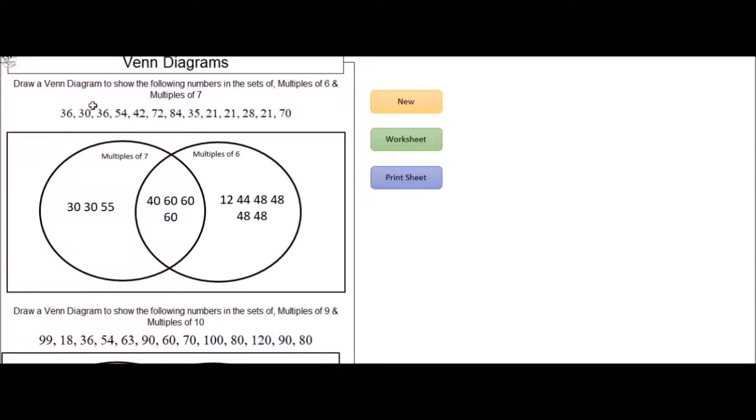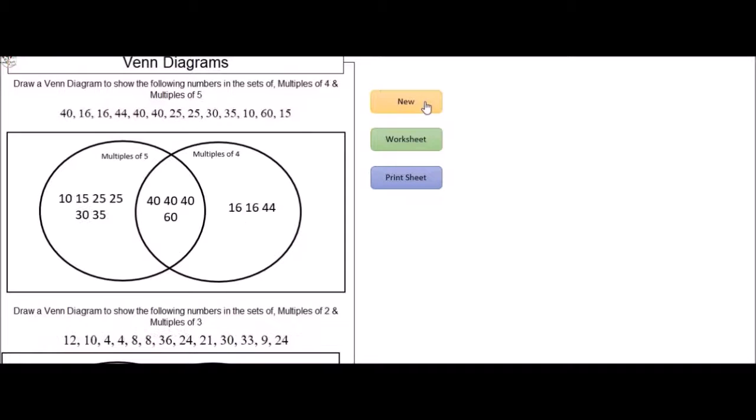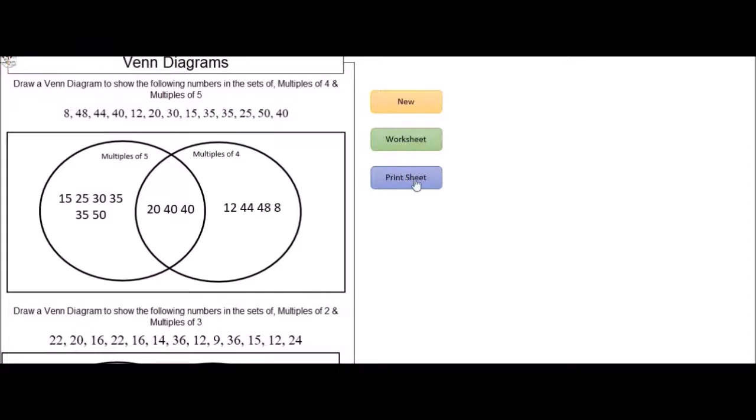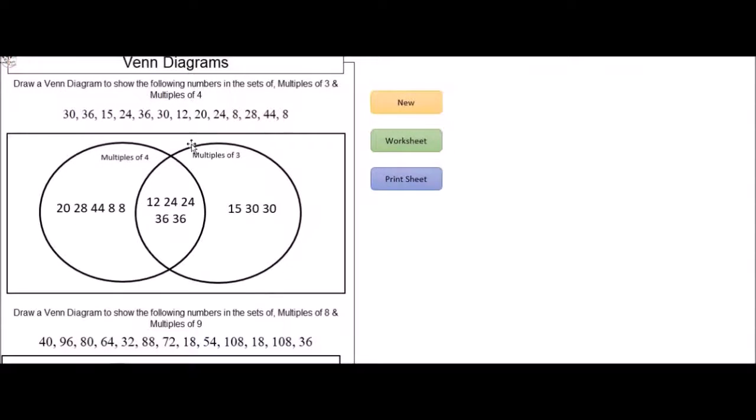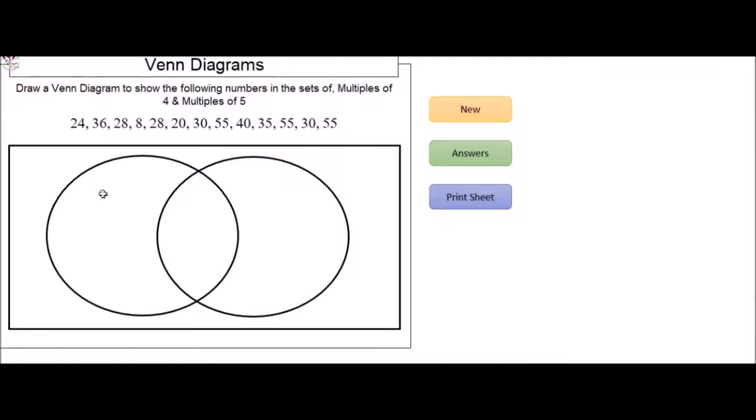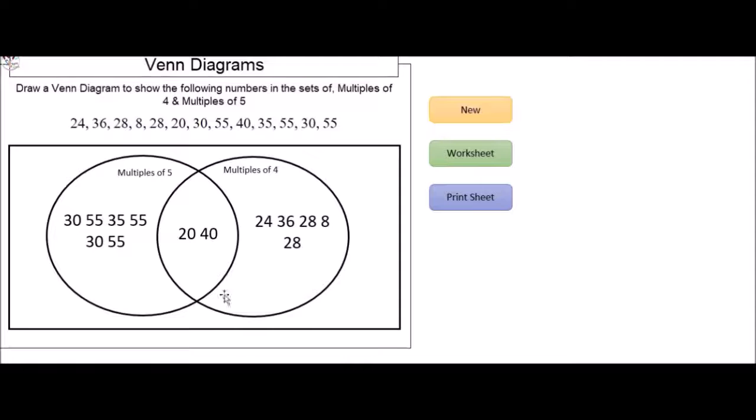There's also Venn diagrams. Draw a Venn diagram. This is Venn diagrams 2. There's 1, 2, 3 different Venn diagram files. If you press new, we must be on the answers here. So we're on the print sheet, answers, and there's a print sheet or the worksheet to print. You notice all these numbers are changing. Multiples of 4, 5, multiples of 3 and 4, and the answers are already there for you to print out. Or you can work from the worksheet, which is from the board. So you draw a Venn diagram for these, go to the answers, and it'll give you the answers.